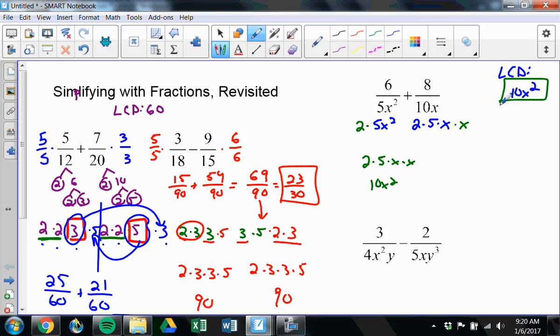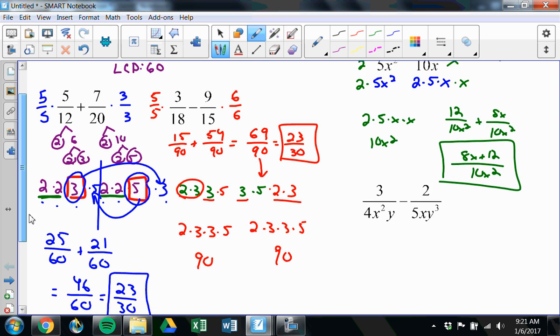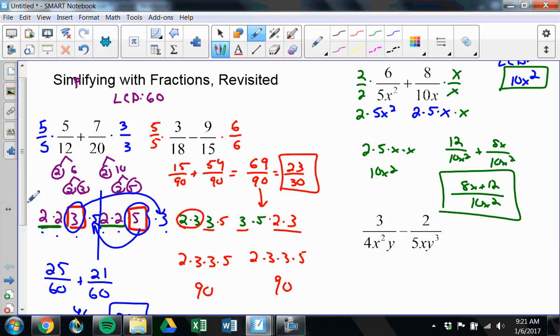So the left fraction will get multiplied by 2 over 2, the right fraction by x over x, and I get 12 over 10x squared plus 8x over 10x squared, and altogether that becomes 8x plus 12 over 10x squared. I've simplified that fraction, first by finding the lowest common denominator. Look at this fourth problem down here. See if you can tell what the lowest common denominator is on your own.